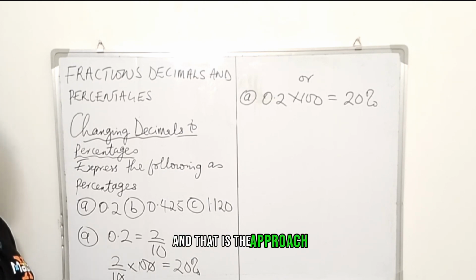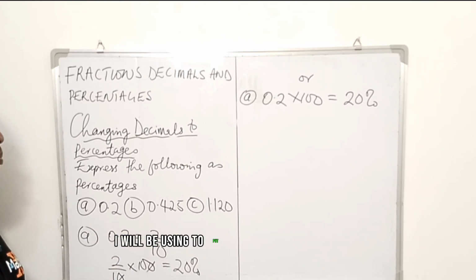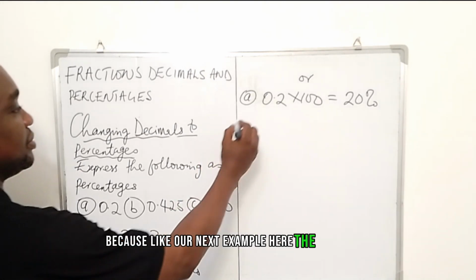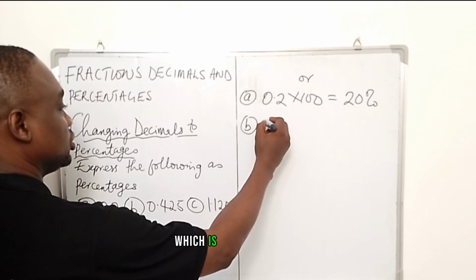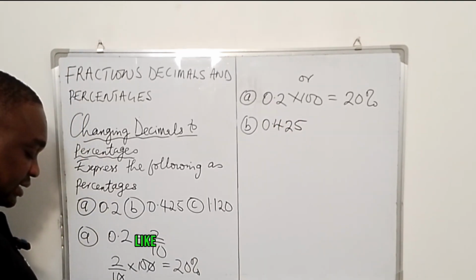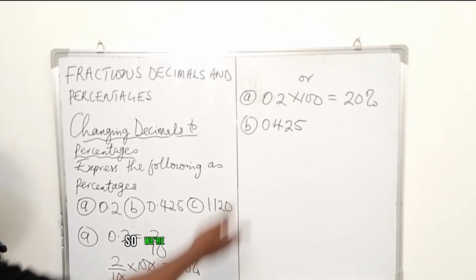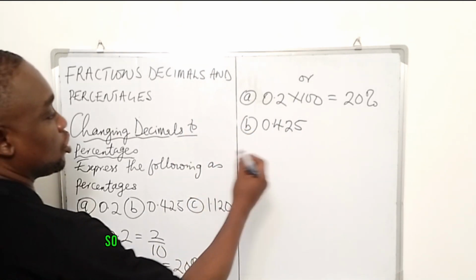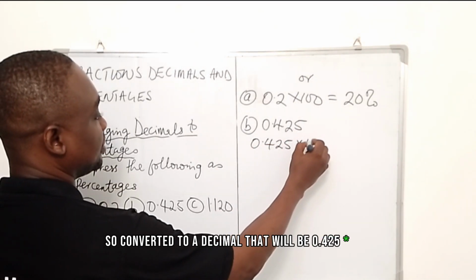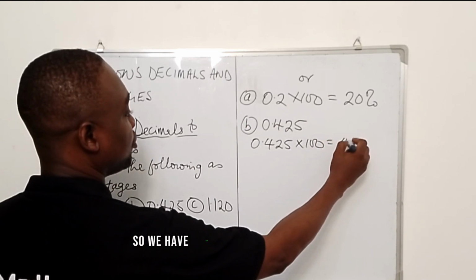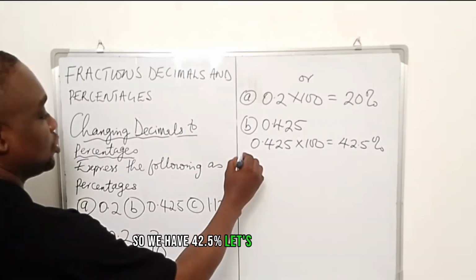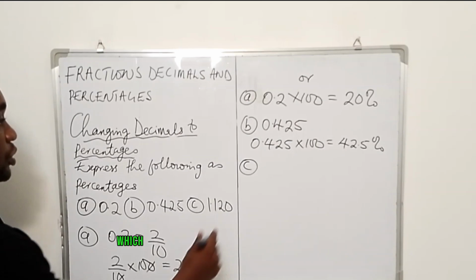And that is the approach I will be using to put some speed into our work, because like our next example here, the B part, which is 0.425, like the definition says, by the 100. So we're just going to multiply it by 100. So converted to a decimal, that would be 0.425 times 100. So we have 42.5%.